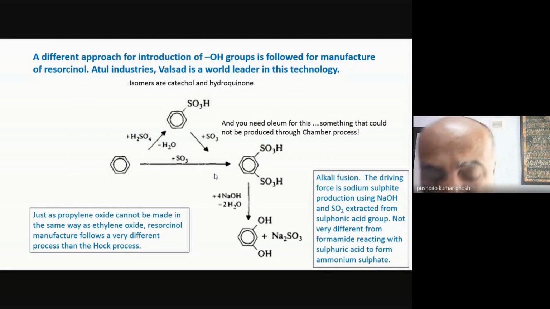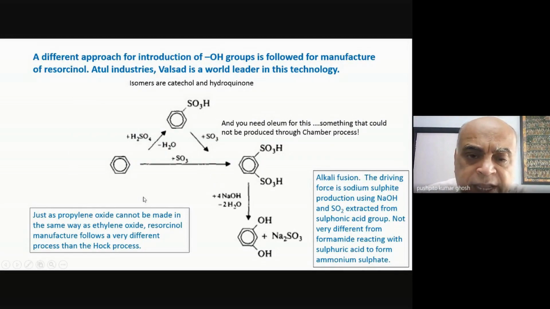Now, let me tell you again, just like we saw in the case of propene, that you could not use the silver catalyst and form the propylene oxide. It had to be done in a different way. Now, similarly, there are many phenol derivatives. Like I can take catechol, which is the ortho derivative of phenol, or if I take the para, then it becomes hydroquinone, which we discussed.